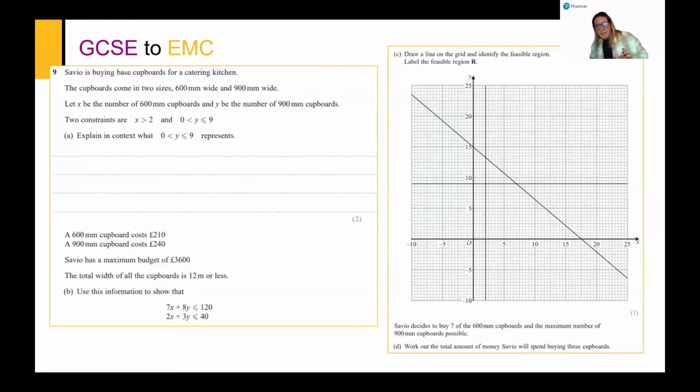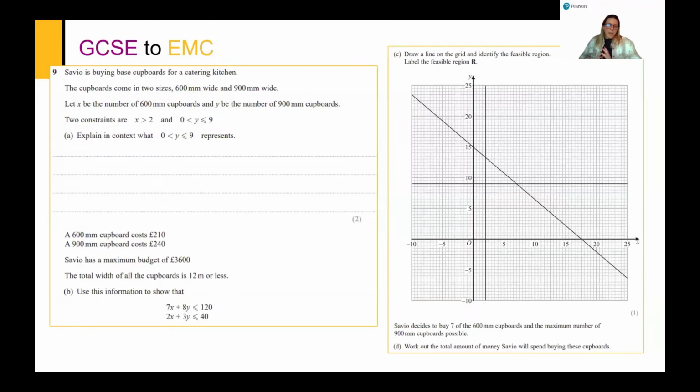So Savio is buying base cupboards for a catering kitchen. The cupboards come in 2 sizes. We all know this if we've done a kitchen refurb. So we've got 600 millimeters wide and 900 millimeters wide. So we're defining X to be the number of 600 millimeter cupboards and Y is the number of 900 millimeter cupboards. The 2 constraints are X is greater than 2 and Y is between 0 and 9, including 9. Explain in context what 0 to 9 means, what that inequality means.